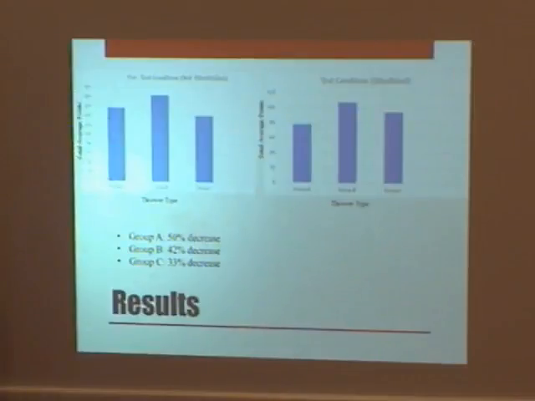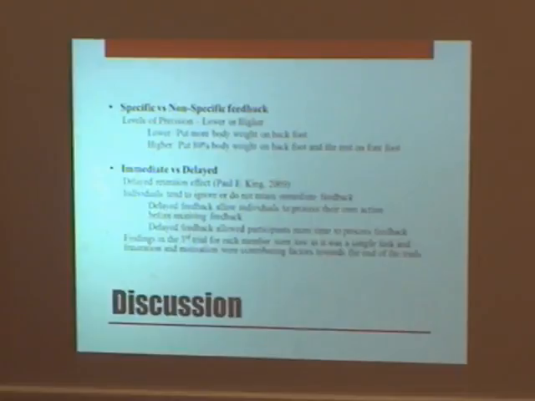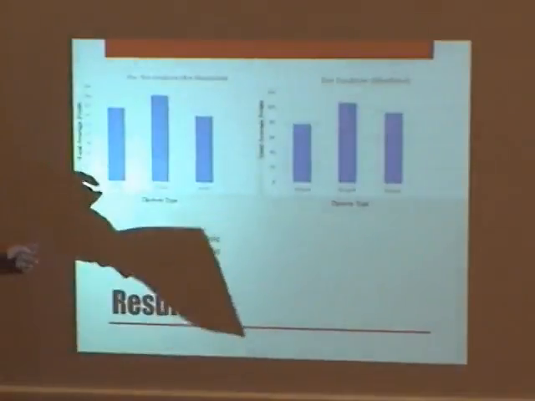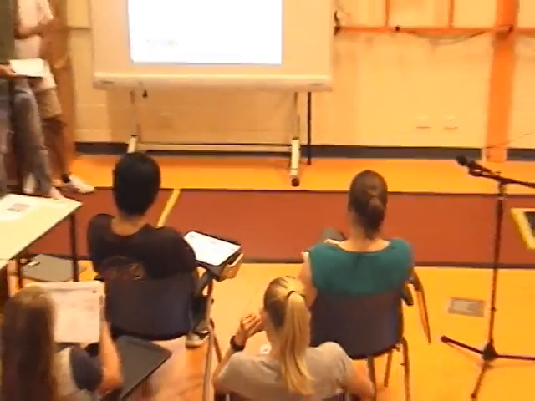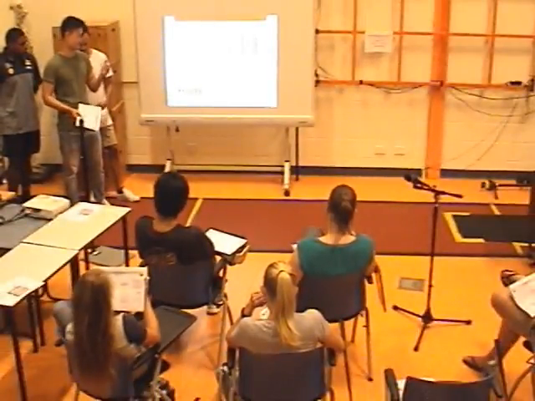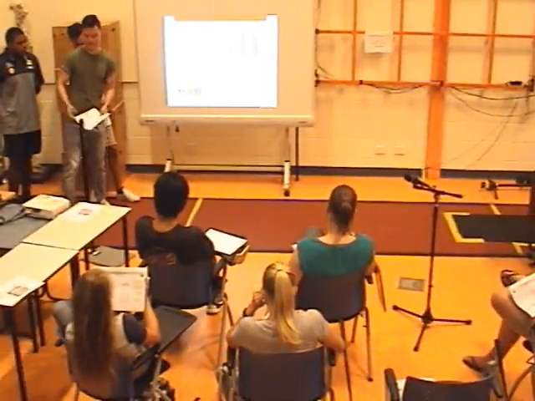and C. We noticed that there was a drop in each one of them from your baseline, of your practice one, sorry. So there was a 50% drop in group A, a 42% drop in group B, and a 33% drop in group C. Since there was a less drop in group C, which was the delayed and specific feedback, that shows that it's the best. So let's go to the next one.